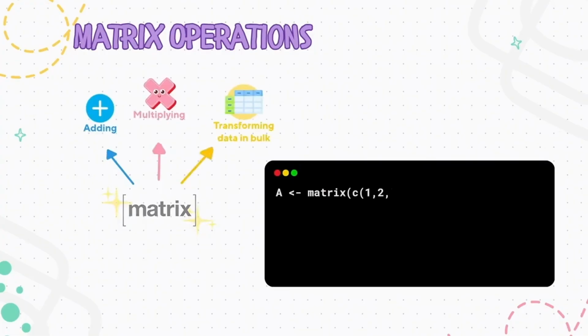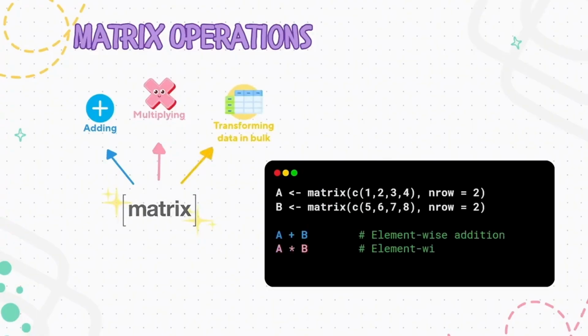So, if I had two matrices with the names A and B, with each containing values 1, 2, 3, 4, and then 5, 6, 7, 8 arranged in two rows, A + B would do element-wise addition, A * B would do element-wise multiplication, and A %*% B would perform a matrix multiplication. Now we'll be discussing these operations in detail.